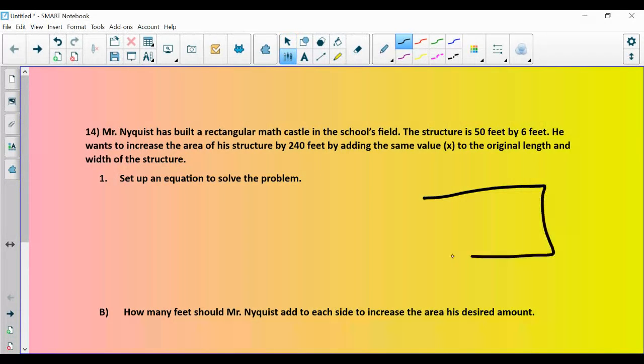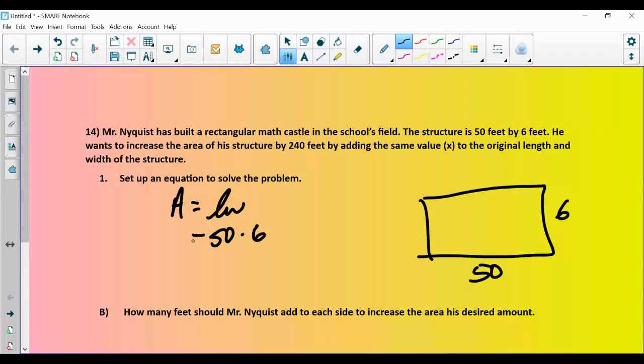So let's just go ahead and draw something. Obviously, this isn't to scale. 50 and 6, that doesn't look very close. But let's just pretend. We have a structure that is 50 feet by 6 feet. We could easily find the area of this structure by taking just 50 times 6, because the area of a rectangle is length times width. So if we do 50 times 6, we get 300, which is the area of this rectangle.